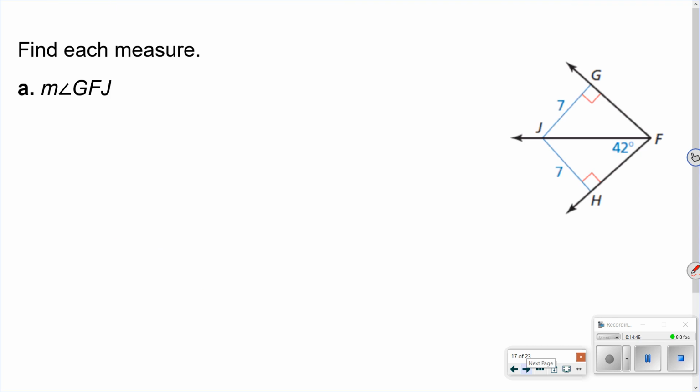We want to find the measure of GFJ and find out what that's equal to. Well, if I look up here, this looks like an angle bisector. Make sure we know it is. So there's my point that's equal, that distance is the same on both sides. That means this has to be the angle bisector. So if that's 42, that one's 42. We've got our answer.